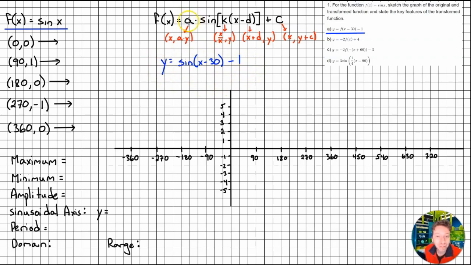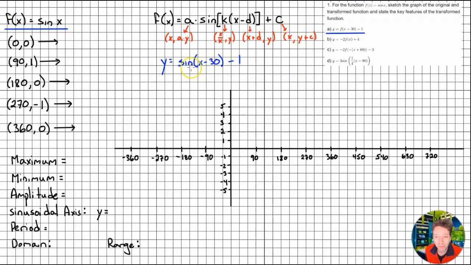If you have a value of a, we simply multiply the y-coordinate by a. If you have a value of k, you divide the x-coordinate by k. D, you're going to add that to the x-coordinate. So everything inside this sine portion, you do the opposite operation, essentially. So k, you divide x, and d, you add to x. And then c, you're going to add to y. So let's see how this looks.